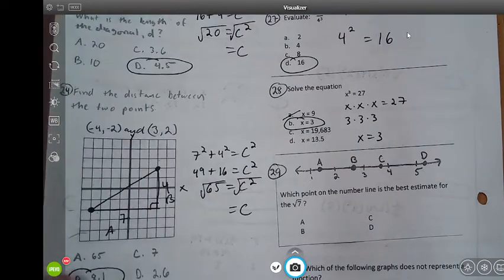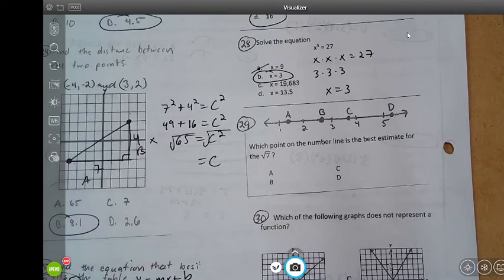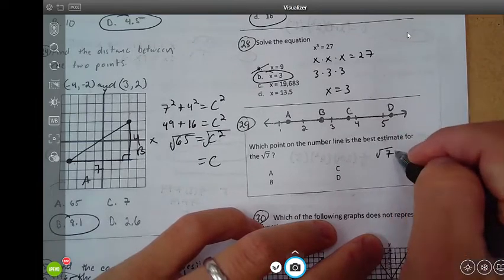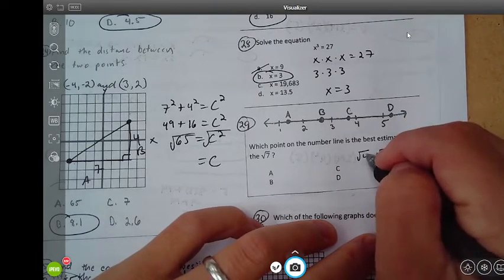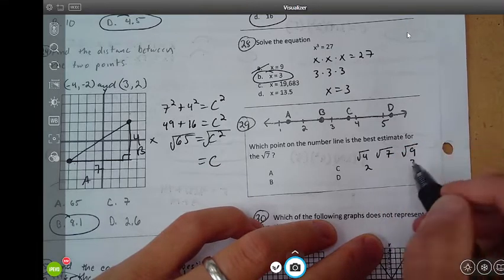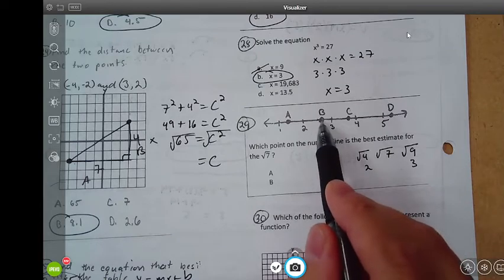All right, number 29. Which point on the number line is the best estimate for the square root of 7? So for the square root of 7, the next lowest perfect square is the square root of 4. The next highest is square root of 9. That's 2 and 3. Square root of 7 is between 2 and 3. The only thing that's between 2 and 3 is point B.